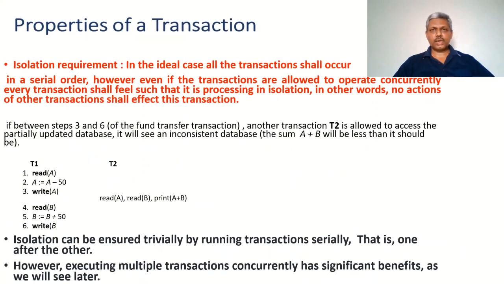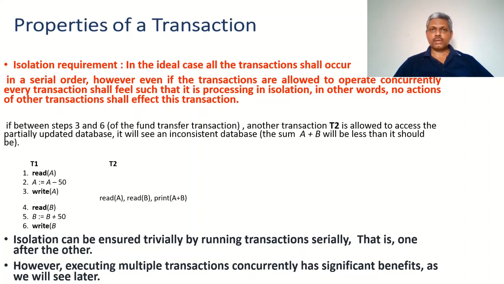Another requirement of transaction management is isolation. That means every transaction should feel as if it is the only transaction occurring on the database, and as long as a transaction is in progress, none of the values of the database objects that it is accessing should be affected by any other transaction. So that's what it means. It should feel as if it is the only transaction occurring on the database.